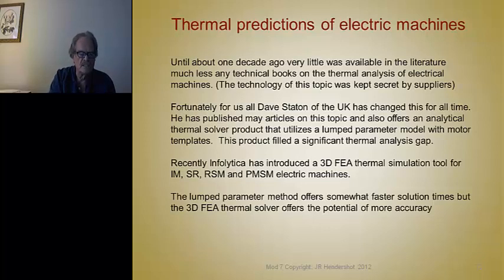But more recently, Infolytica, a company in Canada, has introduced a 3D finite element thermal simulation tool for modeling all of these machines. The lump parameter method offers a faster solution, but the 3D FEA solver is potentially more accurate.